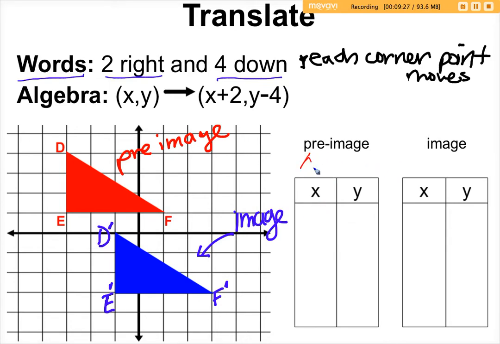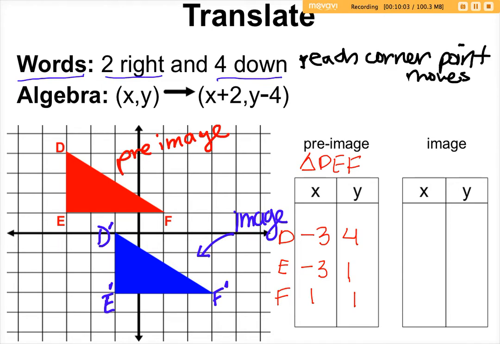So our pre-image is triangle DEF. Write that underneath the word pre-image by this table. And we're going to write the ordered pairs for each of our corners, or our vertices. I'm going to label it DEF. So my ordered pair for D, if we start at the origin, D is at -3, 4. E is at -3, 1. And F is at 1, 1.